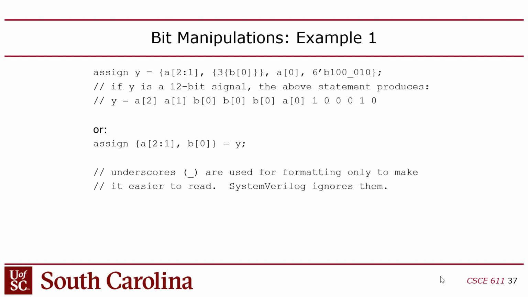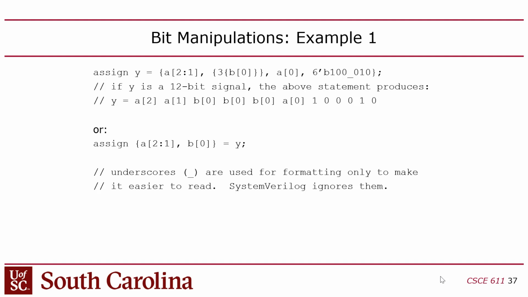So in this case, I'm assigning a value y, and I want to form the value of y by concatenating together several things. I'm taking the value a, and I'm indexing it 2 down to 1, which is taking bits 2 and 1. We used to call this bit slicing, where you take bits out of a logic vector, an array of bits, a multi-bit logic value. So this is going to take 2 bits out of a, and then it's going to concatenate. Now this is a little weird. This is a duplication operator.